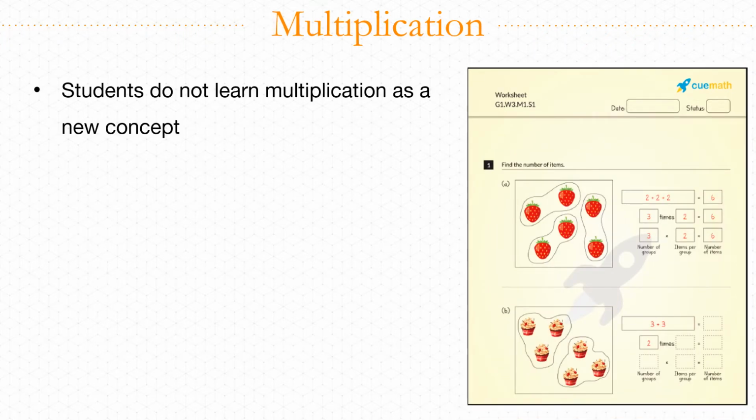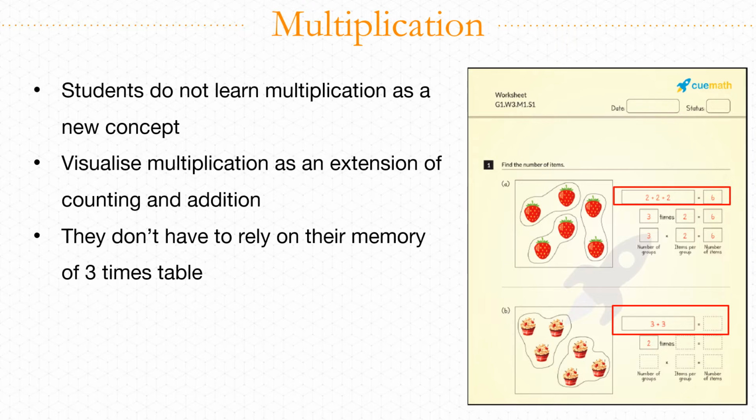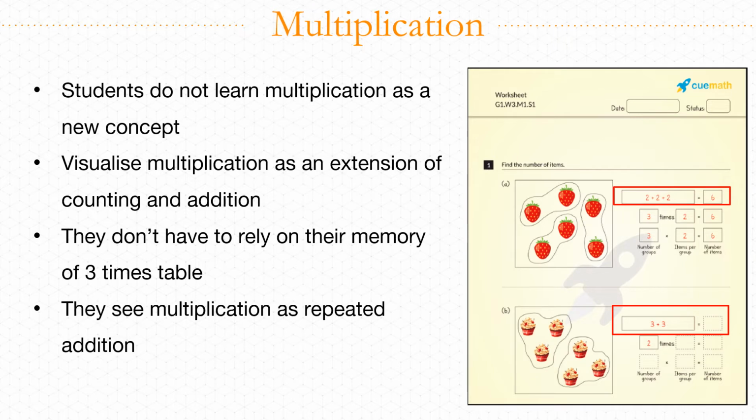Students see that multiplication isn't some new idea. They visualize multiplication as an extension of counting and addition. They recognize 3 multiplied by 2 means 2 plus 2 plus 2, which is just repeated addition of 2, a concept that they are already aware of. They now realize that they don't have to rely on their memory of 3 times table. By grouping the objects, students can see multiplication as repeated addition. This builds their intuitive understanding of multiplication faster.